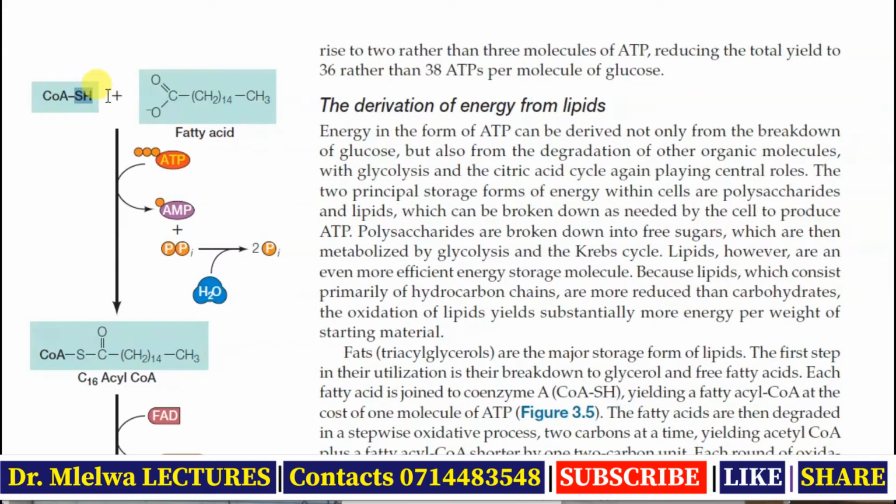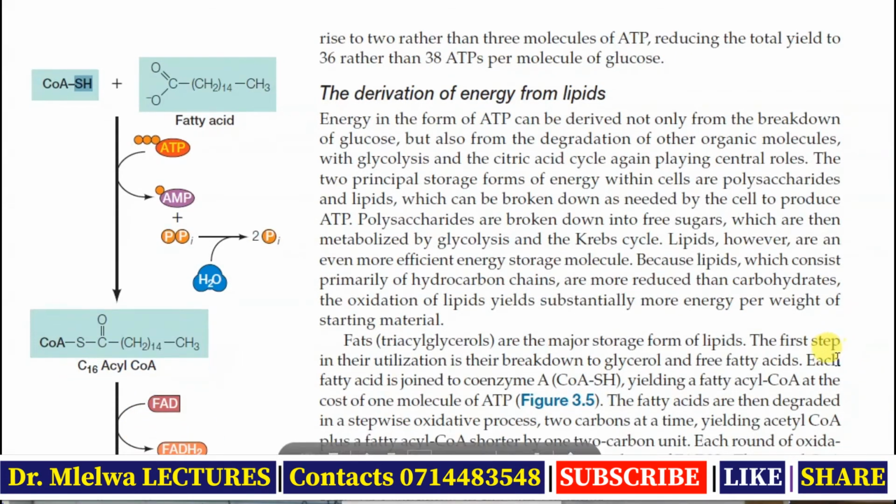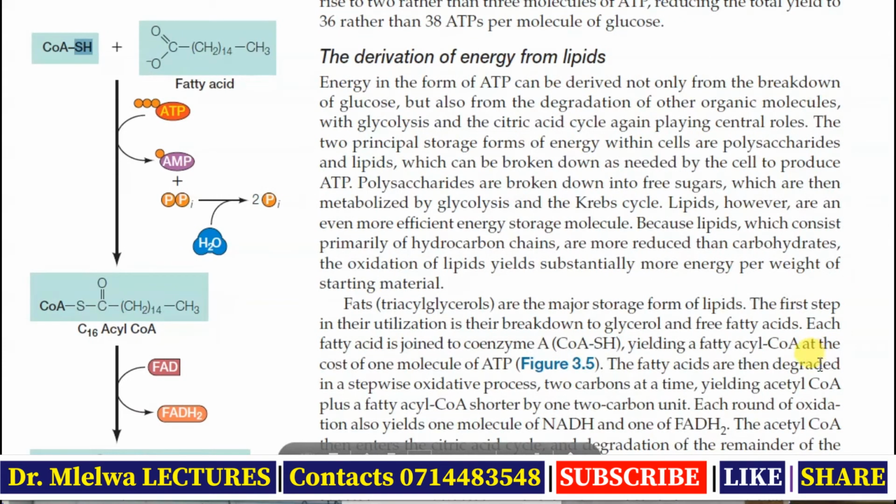This hydrogen and oxygen combine to form water. Combine to form water there. Now from this one, which is 16 acetyl coenzyme A, we reduce by removing hydrogen. This is the process of beta oxidation.